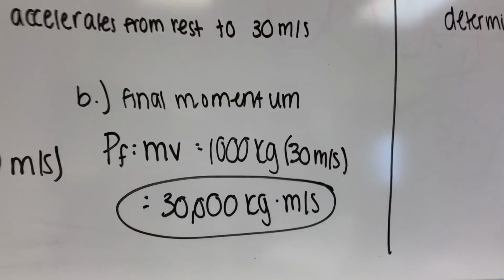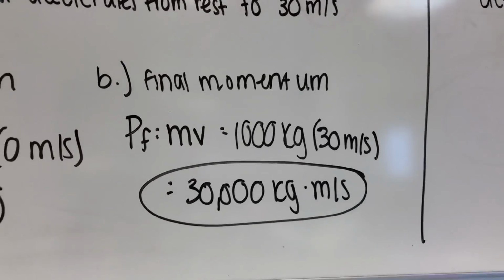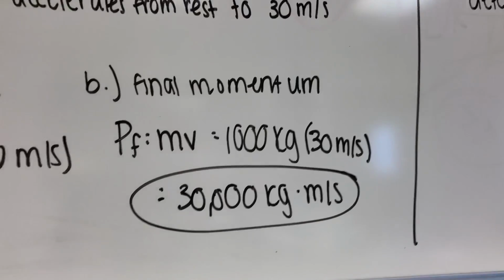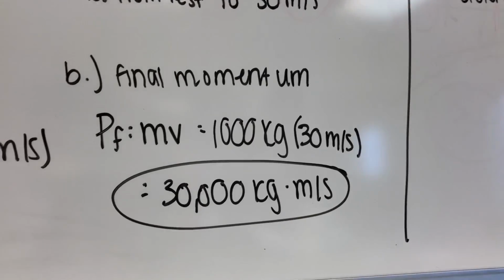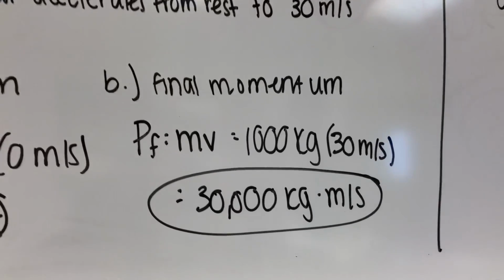For the final momentum, we use the same equation, p equals mv. We know the mass is the same at 1,000 kilograms, but the velocity changes to 30 meters per second. So multiplying 1,000 kilograms times 30 meters per second, you get 30,000 kilogram meters per second as your final momentum.